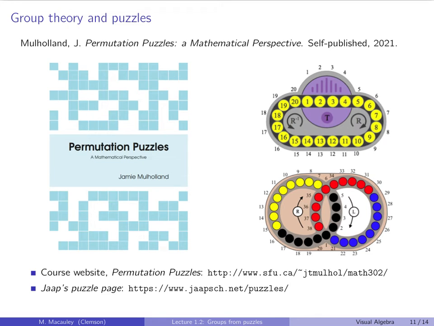In the remainder of this lecture, I want to show you some other puzzles that involve the theory of groups. Let me start with telling you about a really neat book by Jamie Mulholland, who's a professor at Simon Fraser University in British Columbia, Canada. He has self-published a book called Permutation Puzzles, A Mathematical Perspective, that, as of this recording, is freely available on his website.